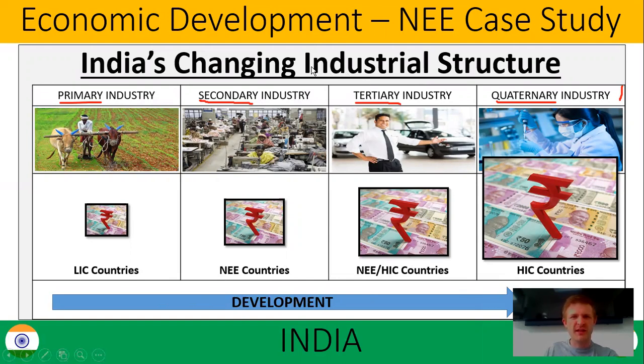So the next question is whereabouts is India on this scale? So India, let's bring up my mouse cursor there. India is currently around about here. All right, so it's not an LIC country anymore. It's an NEE, a newly emerging economy, and it's at the start of its journey here. Now, the problem India has got is this secondary industry sector is controlled by China. Nearly everything we buy has made in China in it. So India is going to struggle in this market because it's owned by China.